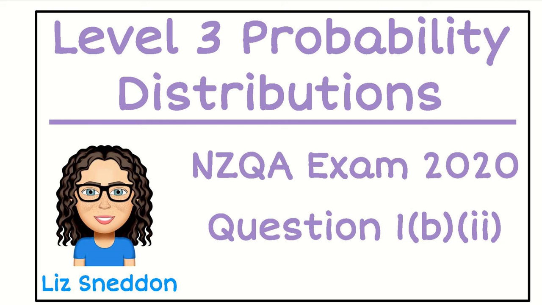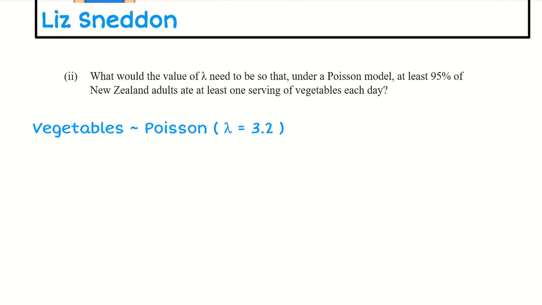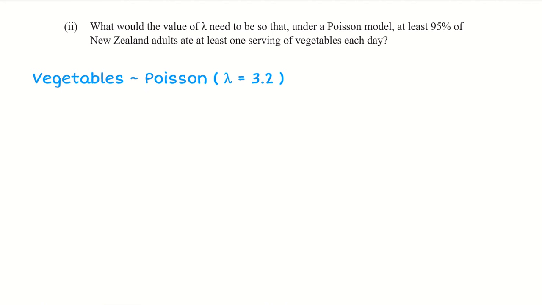Let's have a look at the answer to question 1b, part 2. So we have been asked, what would the value of lambda, our rate, need to be so that under a Poisson model at least 95% ate at least one serving? Okay, so here's our distribution. We know we've got a Poisson with a rate of 3.2.